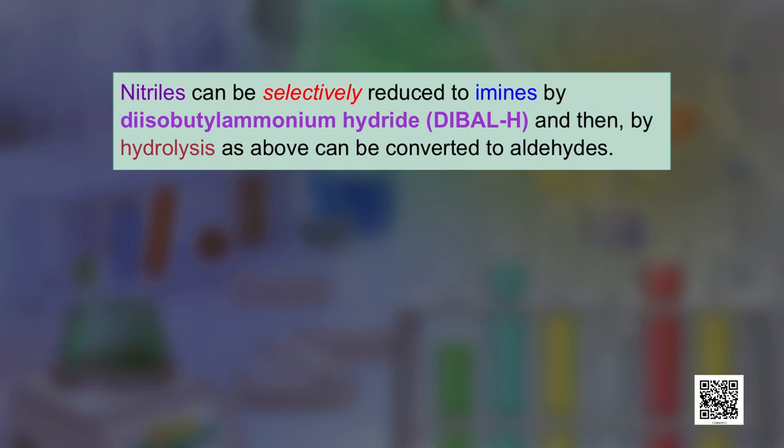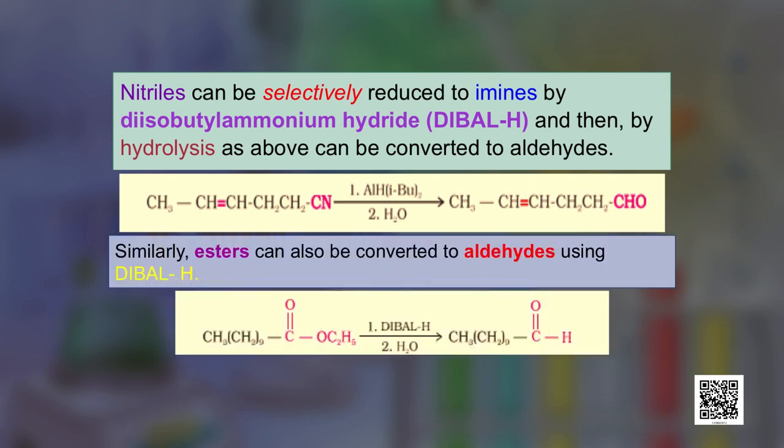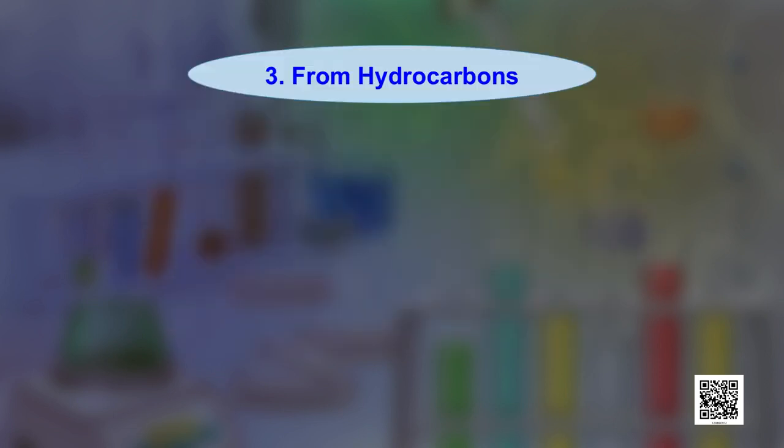Nitriles can also be selectively reduced to imines by diisobutylaluminium hydride, which is also known as DIBAL-H, and then these imines can be further hydrolyzed and converted to aldehydes. You can see here the reaction. Similarly, esters can also be converted to aldehydes using DIBAL-H. Third method is from hydrocarbons.